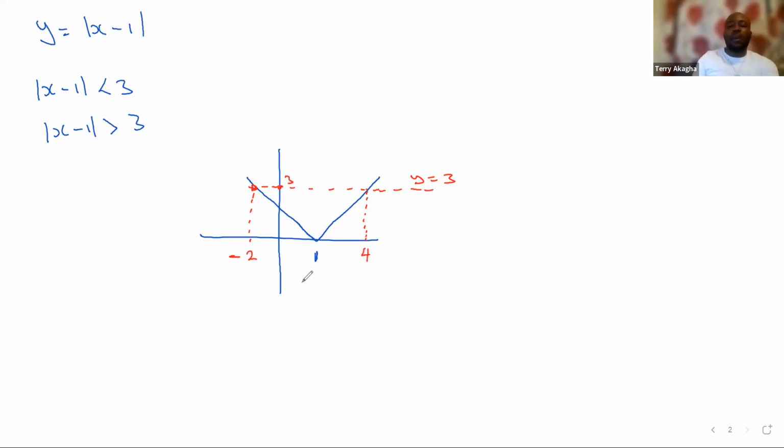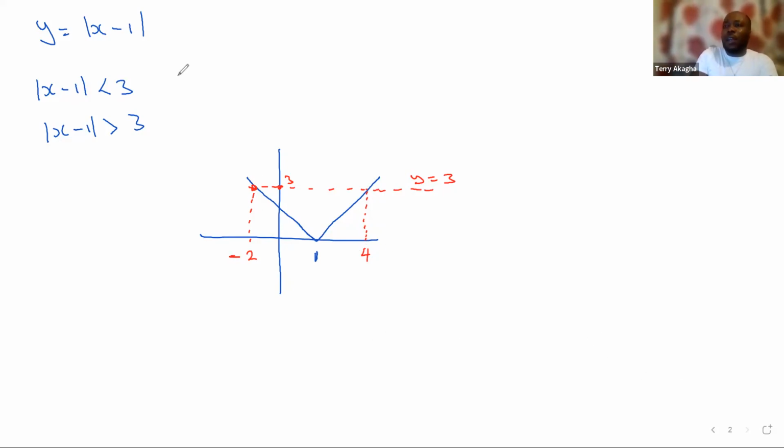Now, you may be asking me, Terry, how did we get these values? Don't worry, in the next video, I'm going to show you how to do it, okay? But I'm not interested in how you calculate it now. I'm just interested in showing you the general concept of inequalities, okay? I'm going to show you how to calculate it in the next video. But generally, you notice the answer will be -2 here and 4.